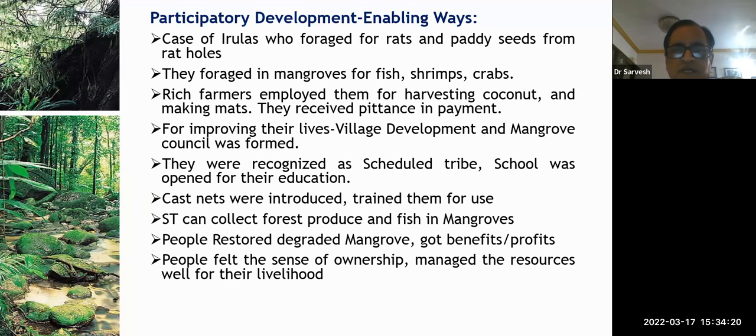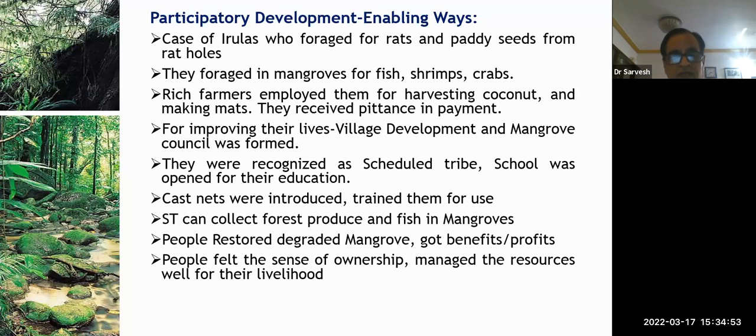In this participatory development that is really enabling, the case history has been referred in case of the Irula, who were just foraging for rats and paddy seeds from the rat holes. And they foraged in the mangroves for fish, shrimps, and crabs. They were employed by the rich farmers for harvesting coconuts. For improving their life, a village development and mangrove council was formed, and they were recognized under the scheduled tribe. And because of this, they got several facilities.